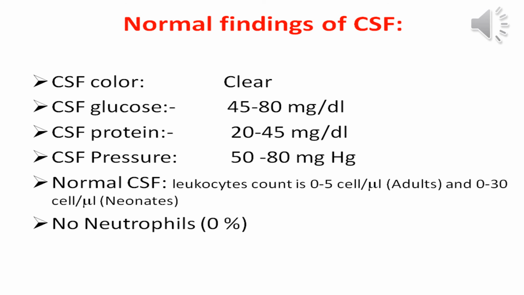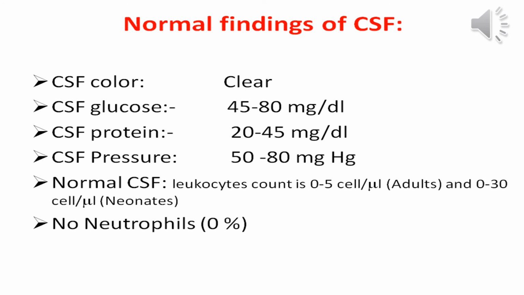If, for example, the number of white BC in an adult is 5 cells and you have in the differential count 1 cell of neutrophils, that means the patient is infected with bacteria, because there are no neutrophils present in the CSF. Any cells of neutrophils present in the CSF sample indicate infection, or indicate bacterial infection.